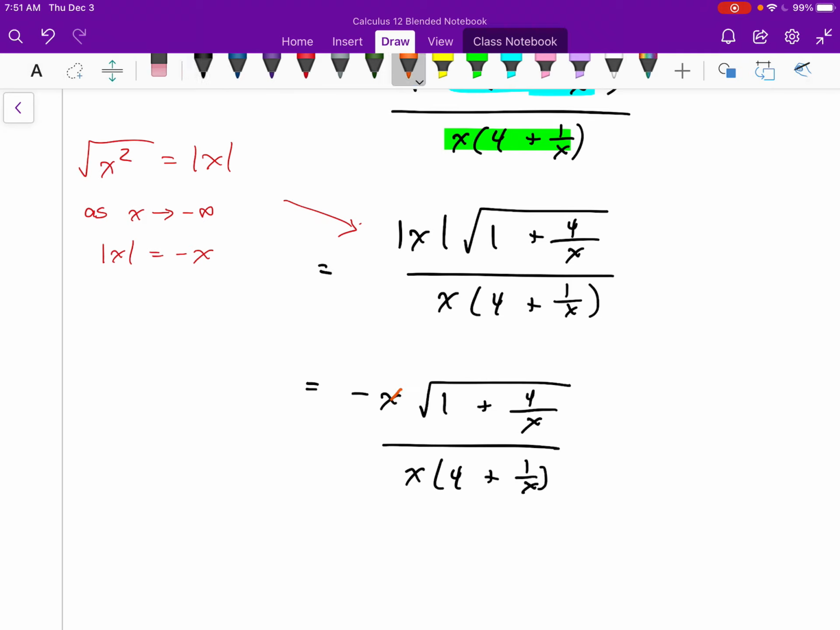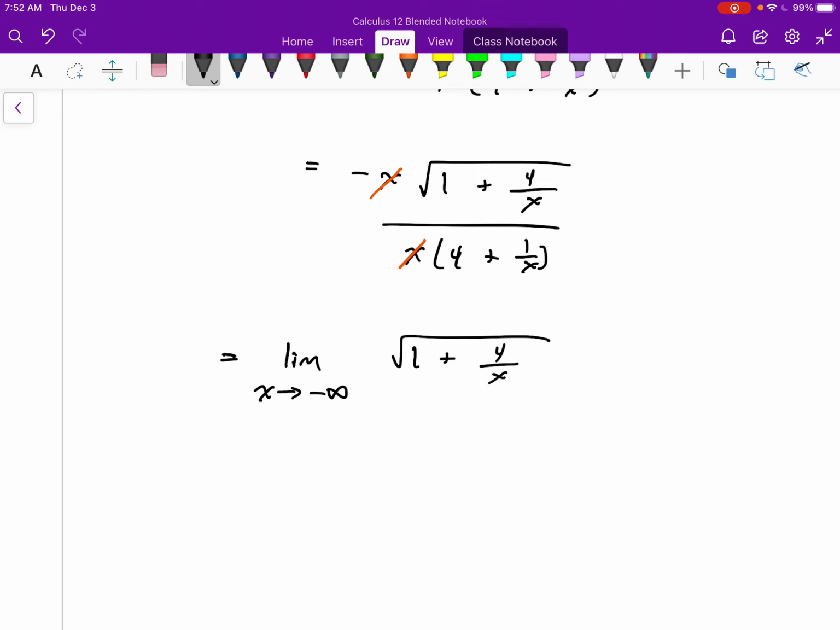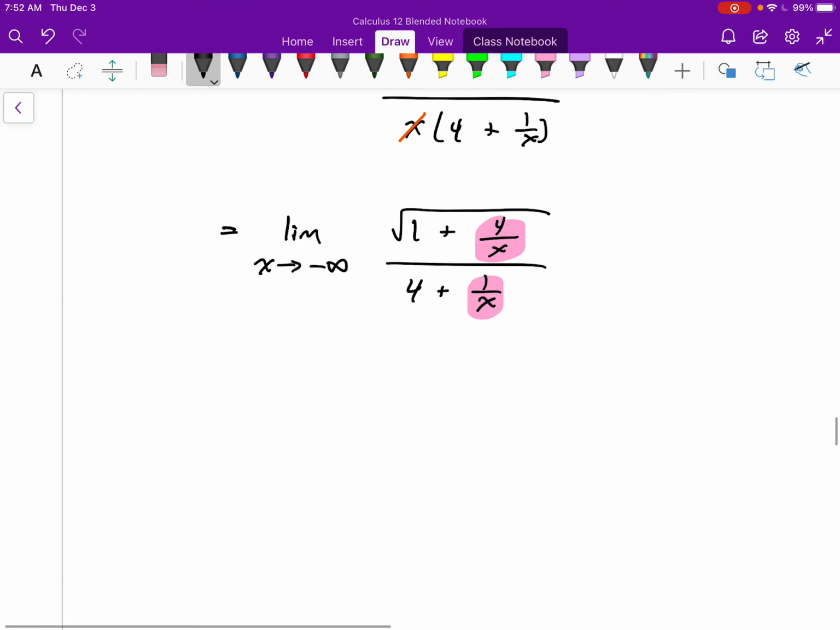And so these cancel out, which means I can now evaluate my limit. So I can now evaluate the limit as x approaches negative infinity of this. And hopefully it's quite quick to realize this 4 over x and this 1 over x will approach 0 as x gets infinitely large or infinitely negative.